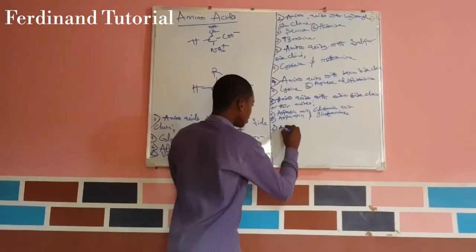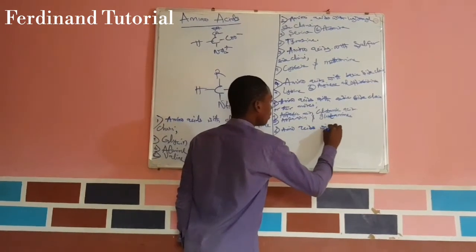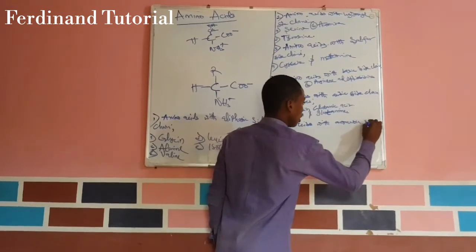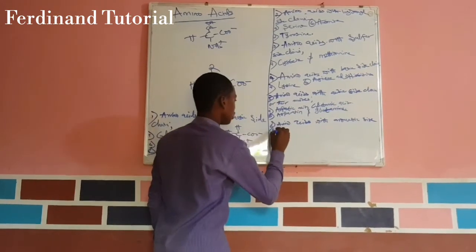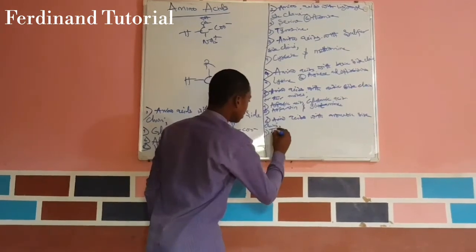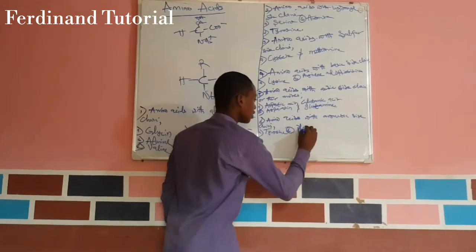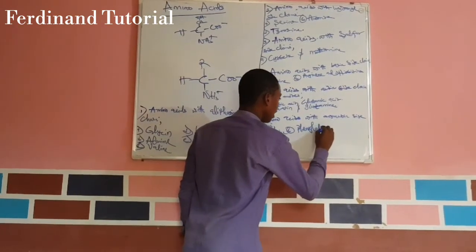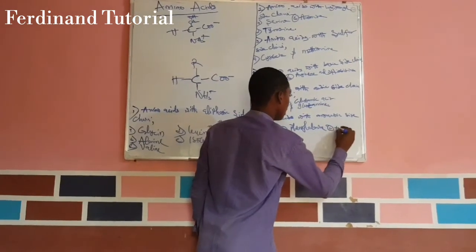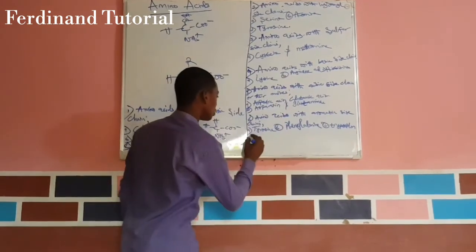Amino acids with aromatic side chains. Now they include tyrosine, phenylalanine, tryptophan, and the last one there is histidine.